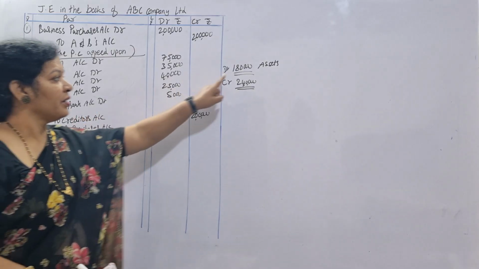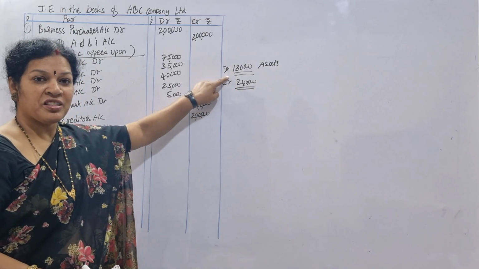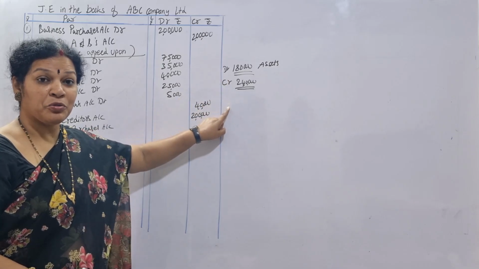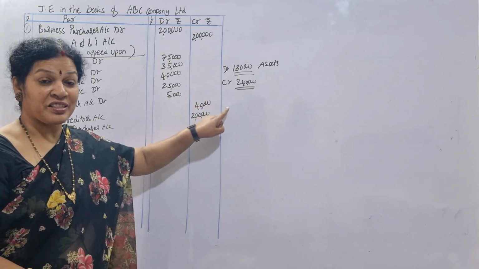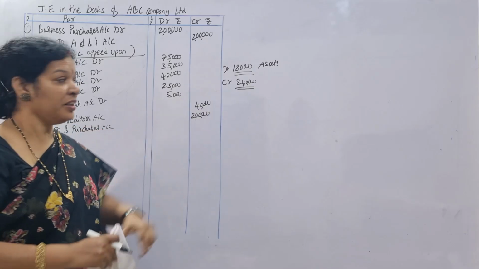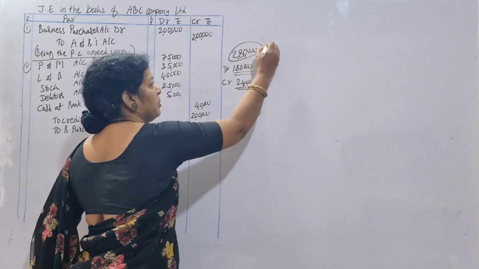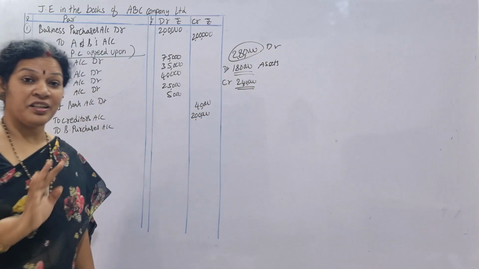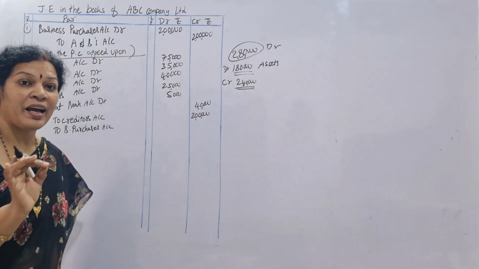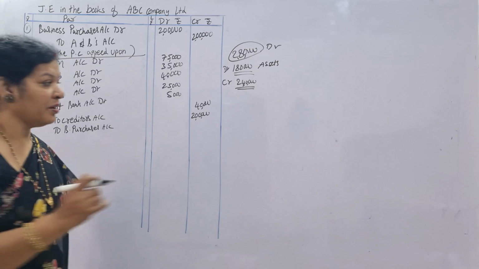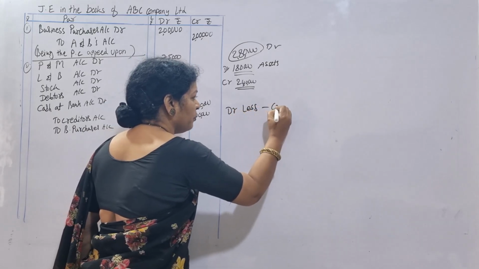For example, suppose total assets amount is 2,80,000 and liabilities amount is 2,40,000. Assets are more, so the debit side is more, assuming 2,80,000. Then the credit side is less, and the difference comes on the credit side. On the credit side we will say capital reserve. If the debit side is less, we say it as goodwill.